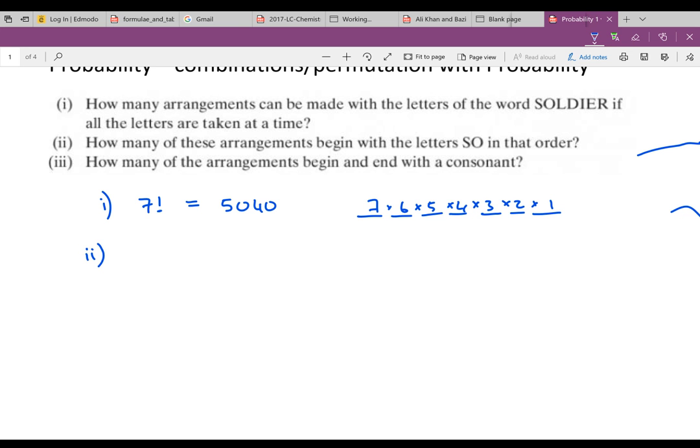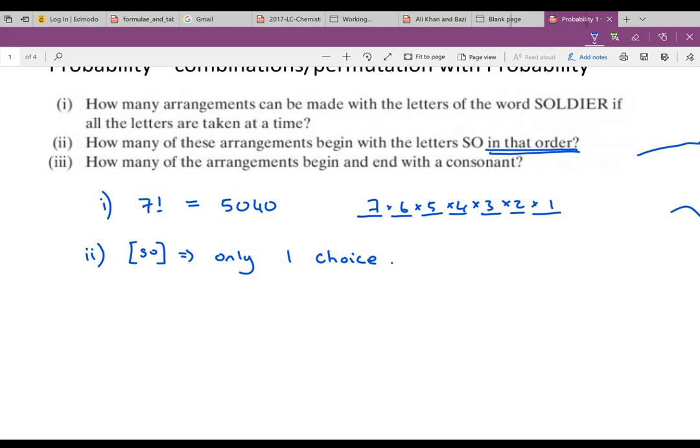How many of these arrangements begin with the letters SO in that order? That phrase at the end of the sentence, in that order, is really important, because this now means I have SO and there's only one option. If I didn't have in that order, I could have SO or OS, but because it's specifically in that order, I can only have it in one direction.